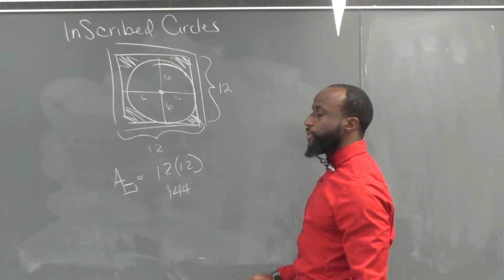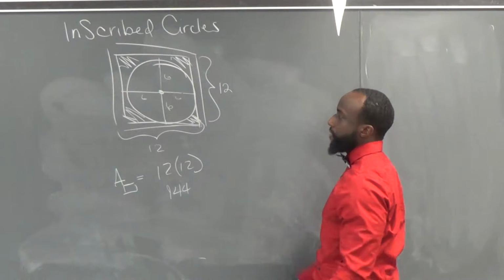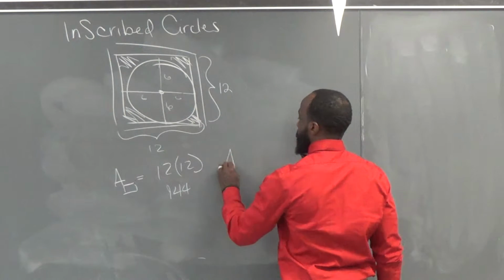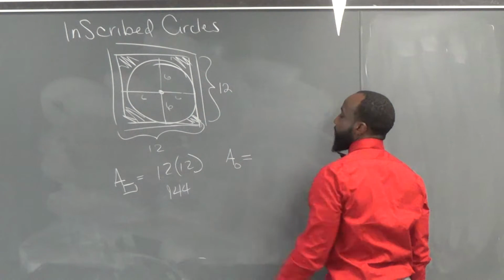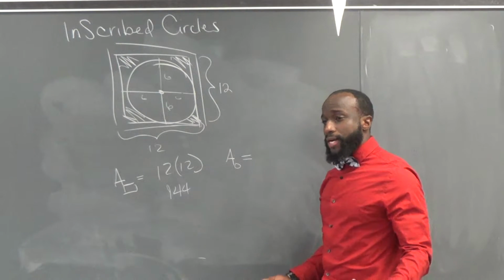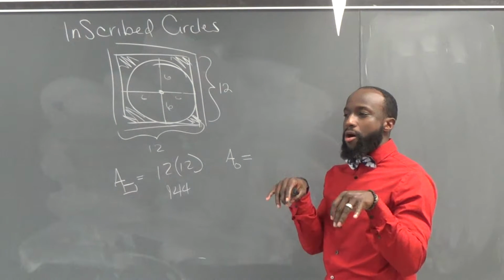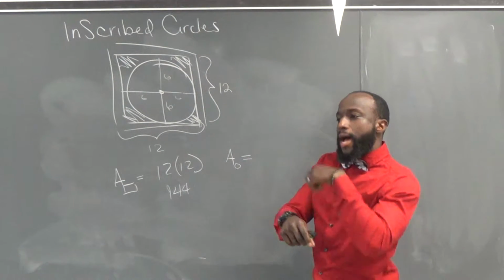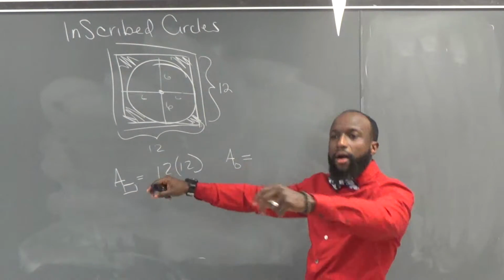Now, the next thing you want to do, part 2, is to find the area of the smaller polygon, which would be our circle, the smaller shape. So you find the area of the circle. The formula for the area of a circle is what? Pi r squared.